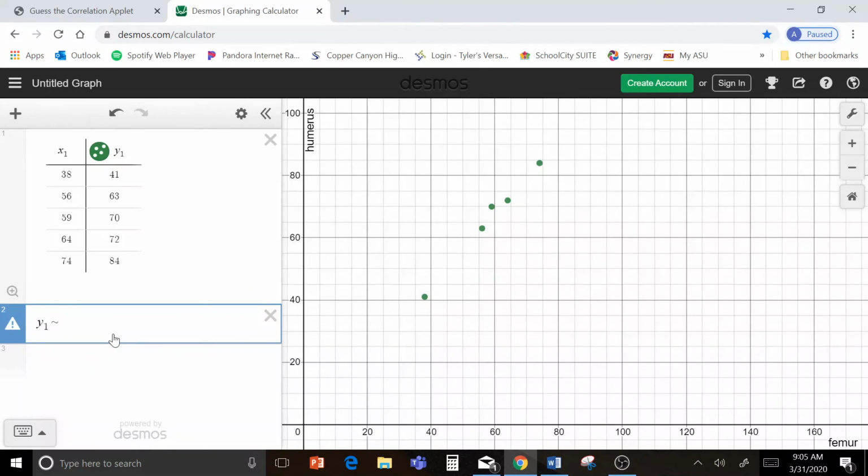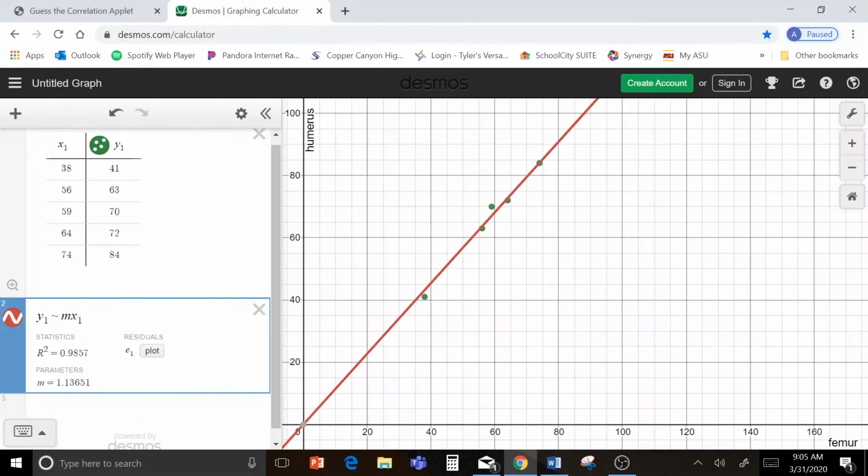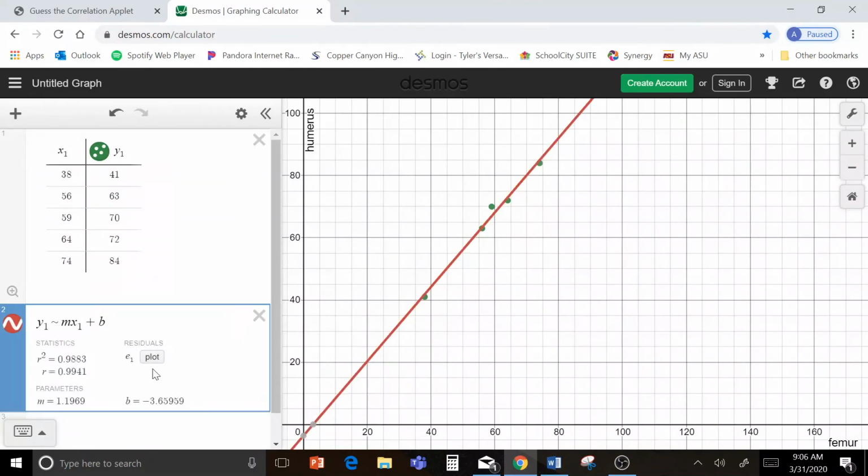Then again, it's like mx plus b, so I'm going to put m next. Only instead of x, I'm going to use x1 because that's the notation in my table. So I'm going to copy x1, paste, and then put in a plus b. It's very, very important that you guys get this into Desmos: y1, which is the y title of your table, tilde, m, x1, which is the x coordinate in your table, plus b.